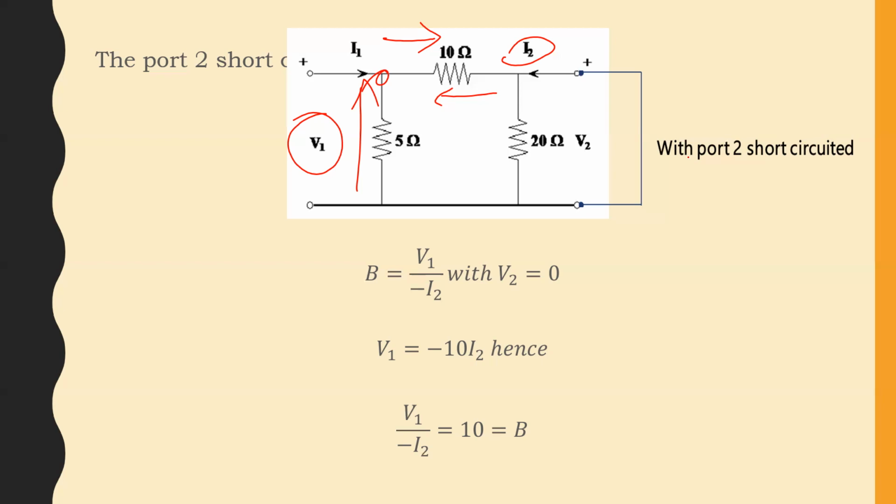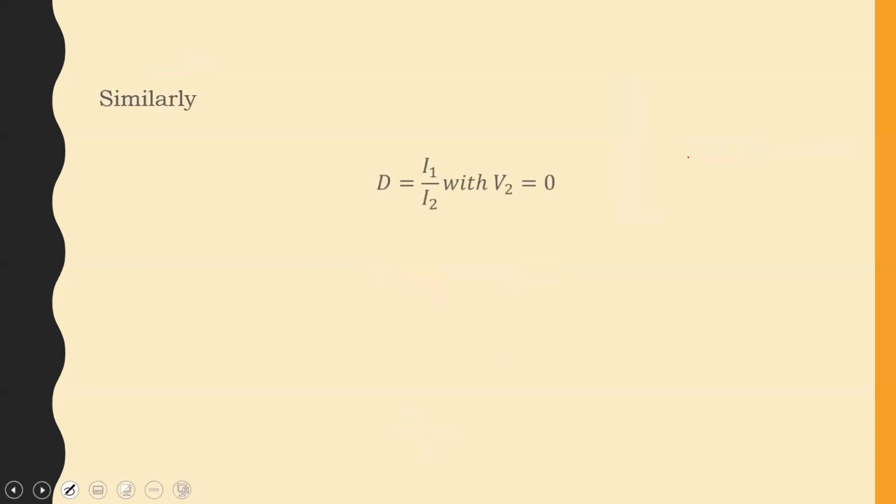All right. And then we go to D, because for D, we'll also have port 2 short-circuited. And D is I1 over I2, minus, with V2 equal to 0. And so there's supposed to be a minus. Just put in the minus there for the I2. So we need a minus right here.